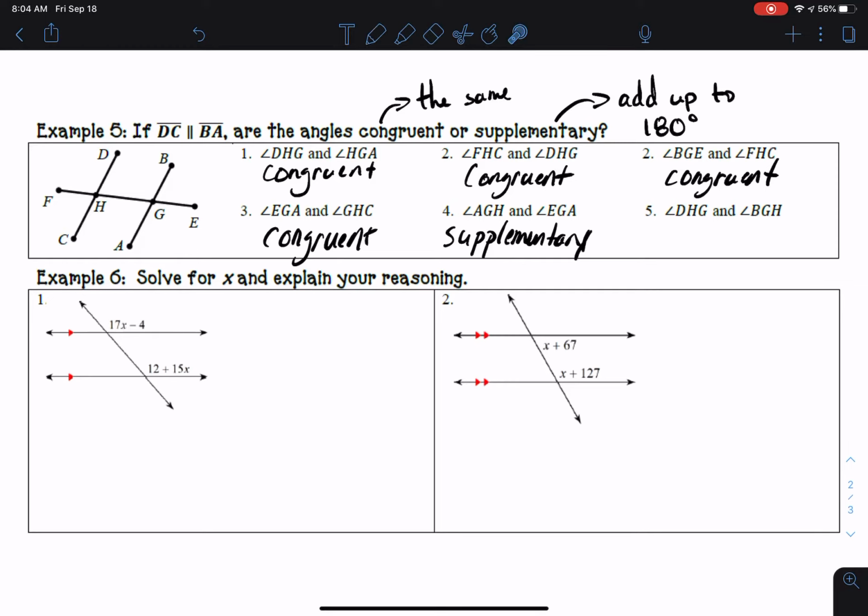All right, last one here says DHG. DHG, that's a small angle. And then BGH. BGH, oh, that's a big one. And DHG is a small one. So I have a small one and a big one. That means it's supplementary.